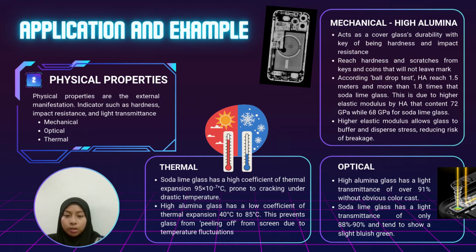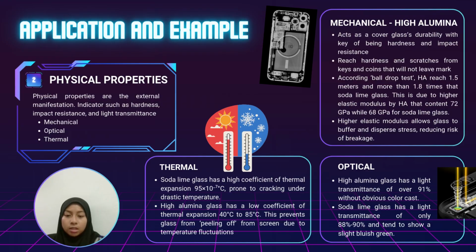According to the ball drop test, high alumina reaches 1.5 meters and more than 1.8 times that soda lime glass has. This is due to the higher elastic modulus of high alumina, which is 72 GPa, while soda lime glass has 68 GPa. This explains that a higher elastic modulus allows glass to buffer and disperse stress, reducing the risk of breakage.